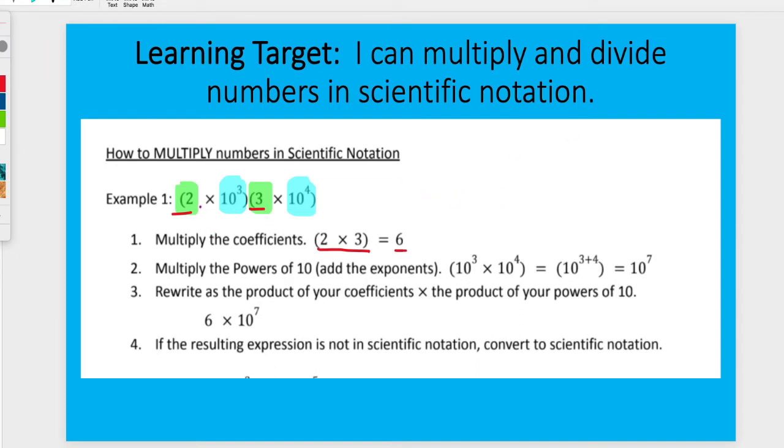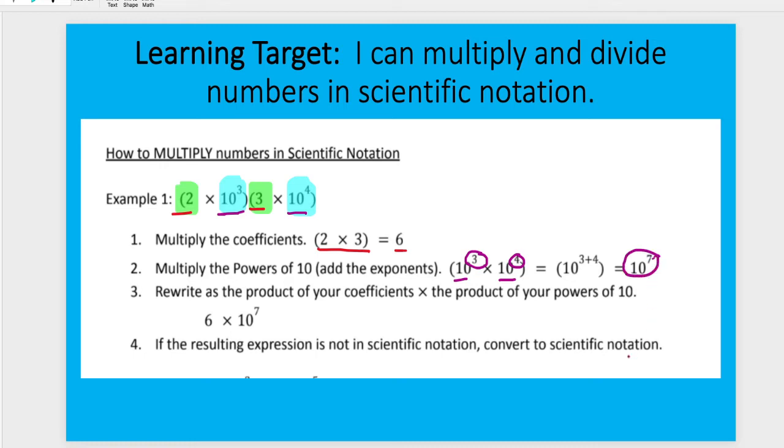So the power of 10 in the first number is 10 to the 3rd power, and the power of 10 in the second number is 10 to the 4th power. Remember, in some of the last few lessons, you learned about the product of powers property. And with the product of powers property, when you are multiplying and your bases are the same, you're allowed to add the exponents. So when I do that, I get 10 to the power of 3 plus 4. And I know that 3 plus 4 is 7, so my new power of 10 is 10 to the 7th power.